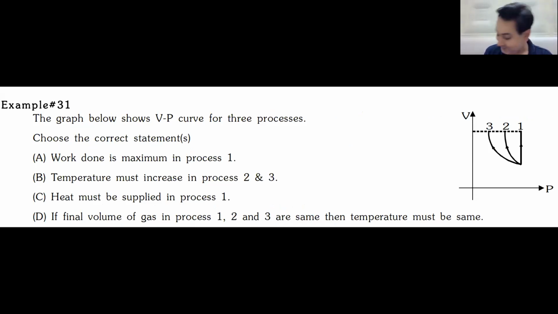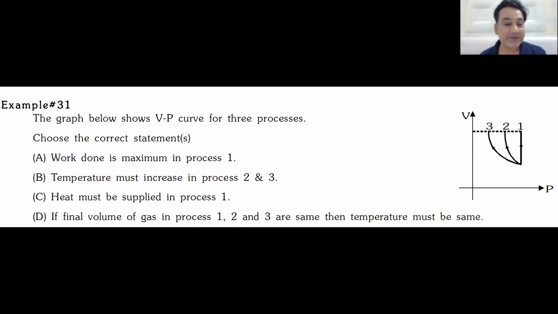Again, one of my favorites. Graphs, thermodynamic process, and multiple choice. They make a very good combination. The graph shows, remember, it's not a PV graph, it's a VP graph. They will change something. The graph shows a VP graph for 3 processes. Choose the correct statement. Number 1, number 2, number 3, number 4.